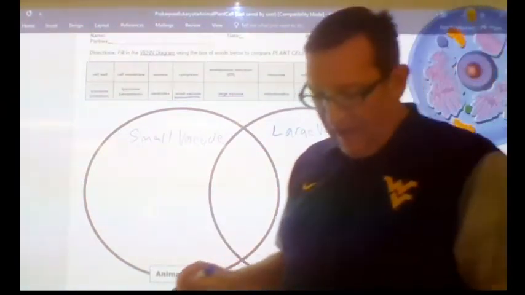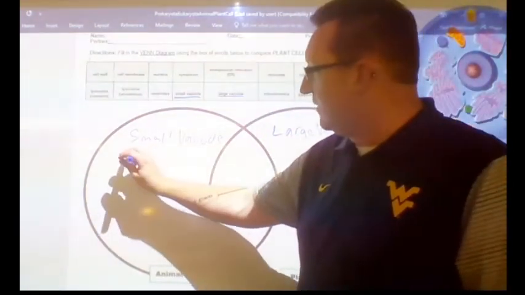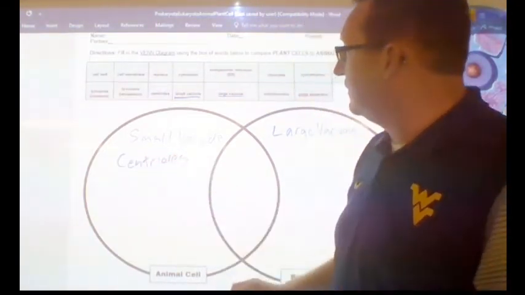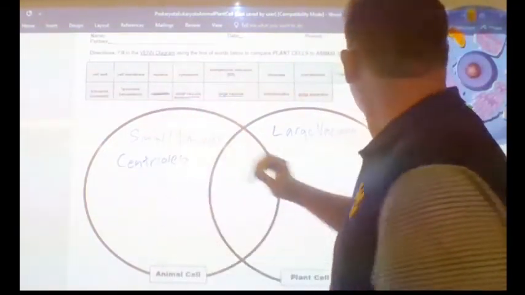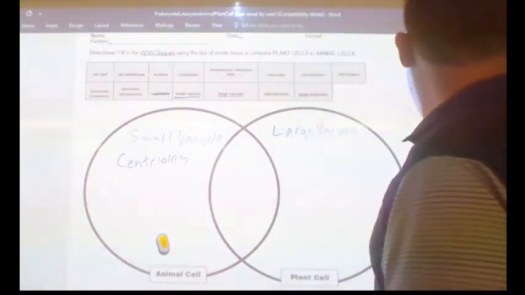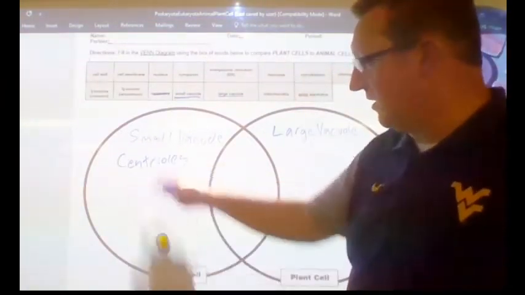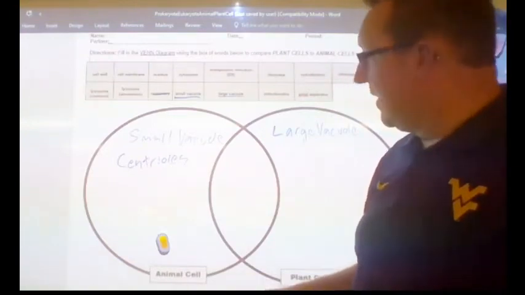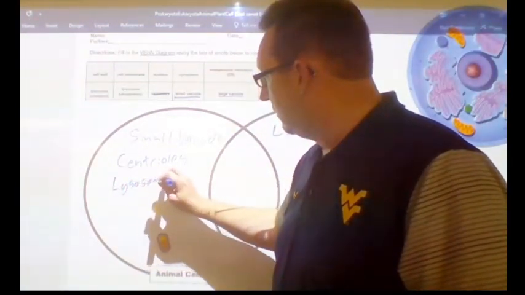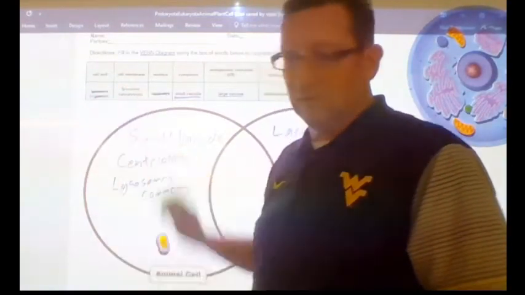Okay, next thing we have here is that animal cells have centrioles. Centrioles actually, if you guys remember my diagram, they're these little things right here. These are the centrioles. If you look at my diagram, it's this little spiral looking thing that shoots out little spindles. Next thing we have is we have common lysosomes. Those are the common ones.